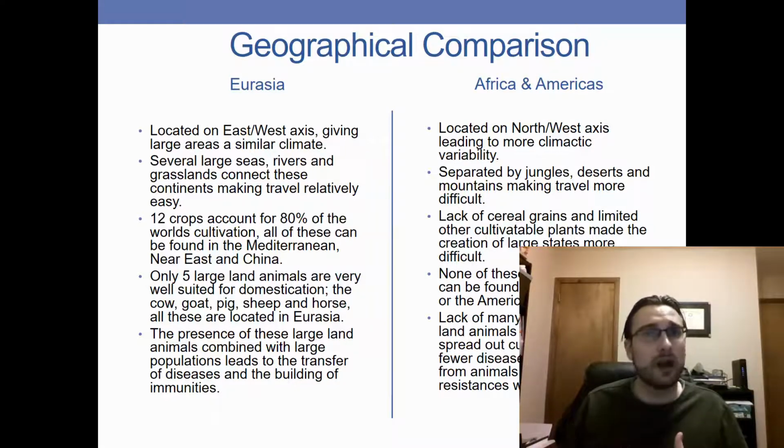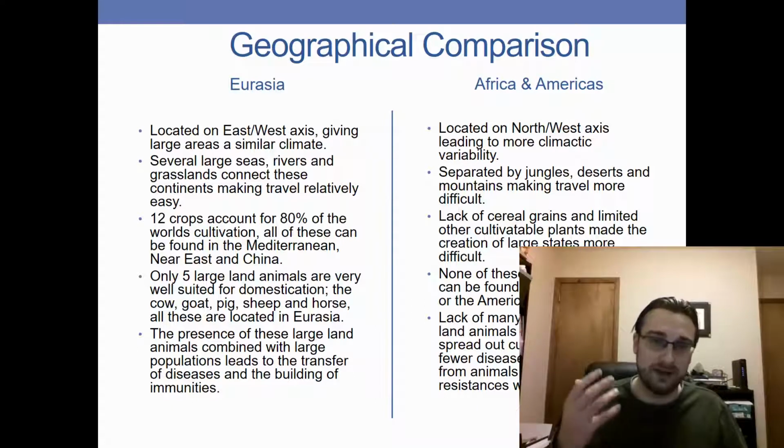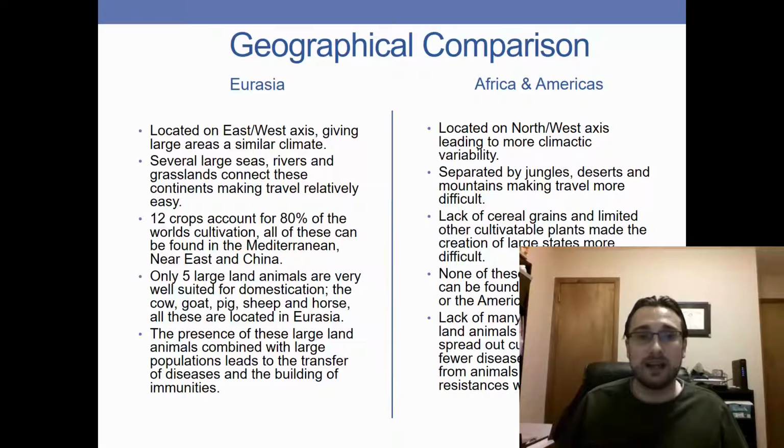Certain locations, those crops wouldn't grow very well in, and it was just reliant on a much smaller number of grains and resources and crops than you saw within Eurasia. Same thing when you're talking about land animals. Only 5 large land animals are very well suited for domestication.